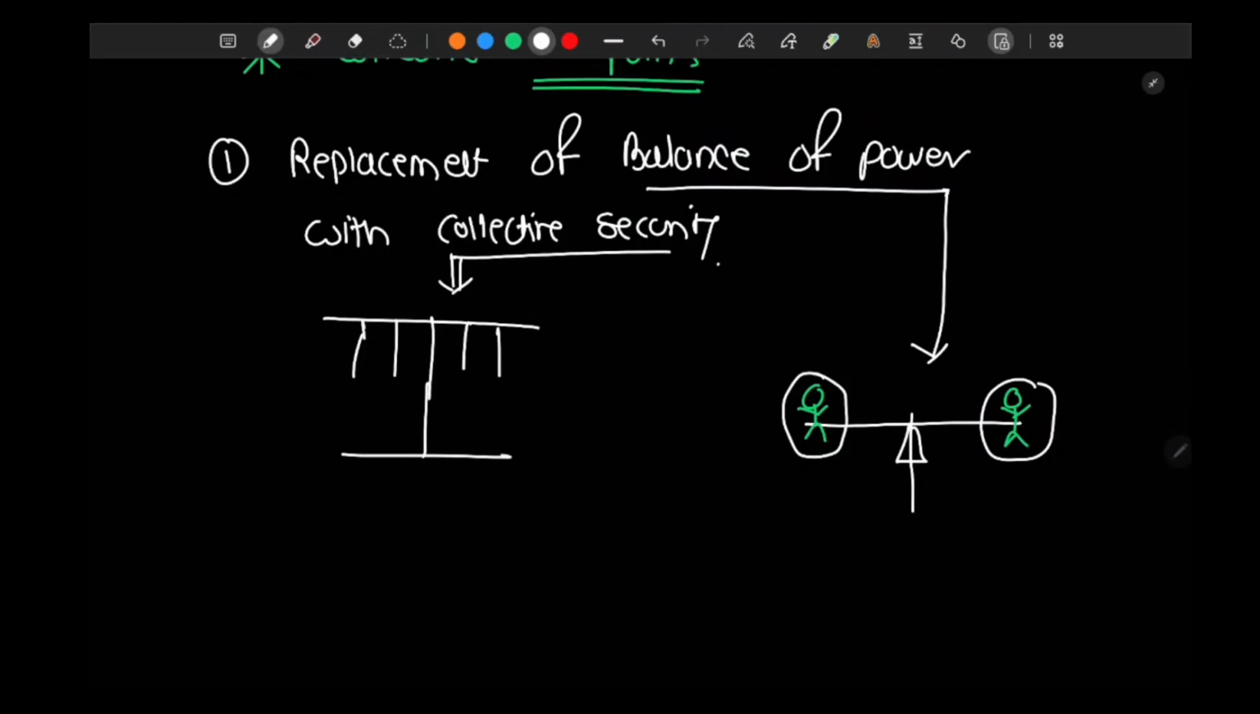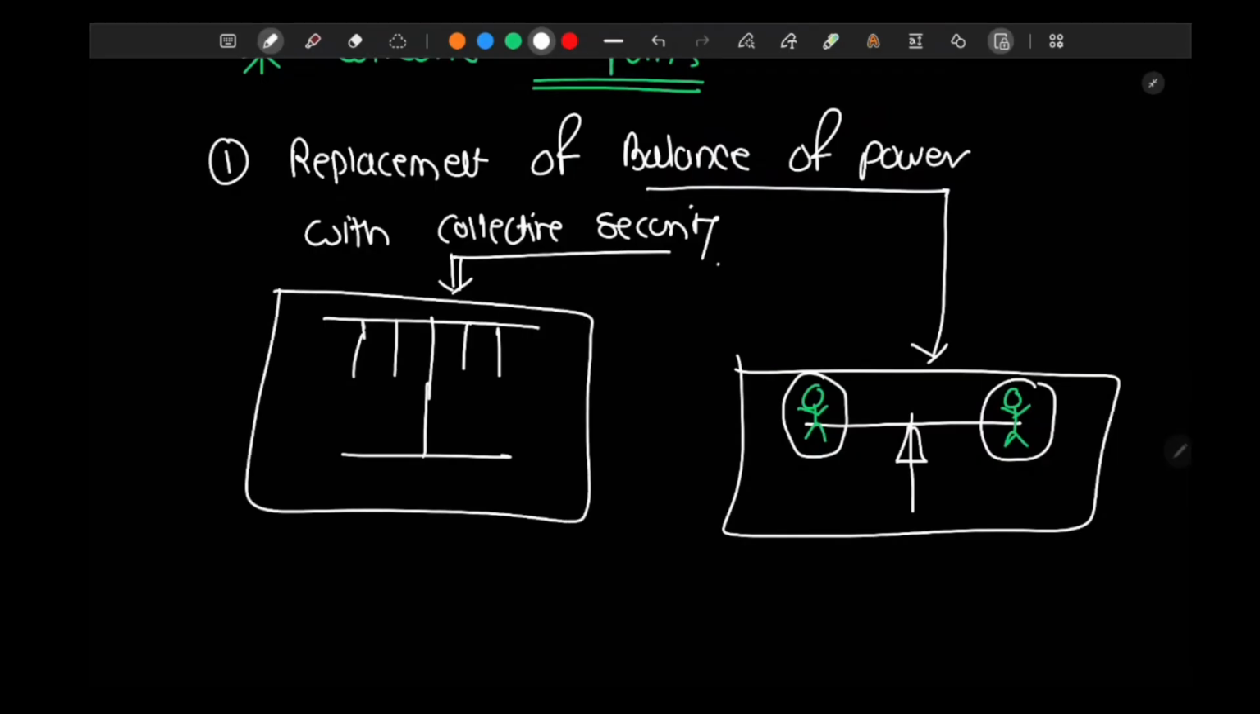Balance of power is not like that, right? To visualize balance of power and collective security, balance of power is like a seesaw, collective security is like a game of horse, right? It is like a game of horse.